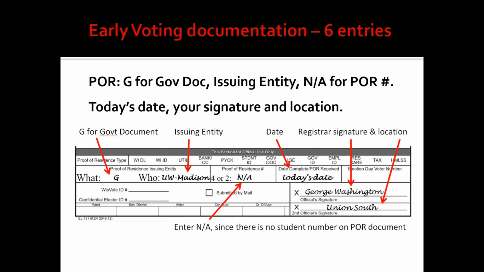Enter today's date and sign it in the official's signature box. For early voting, write the location, such as Union South, in the box below your signature. This is a total of 6 entries.